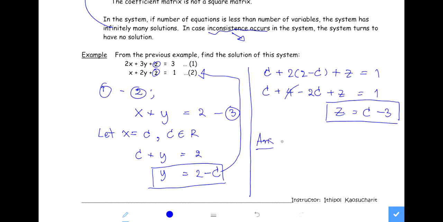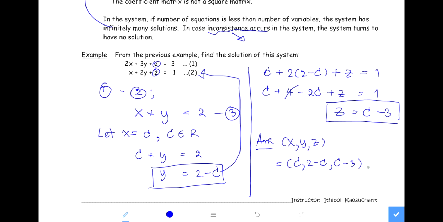So the system has the answer like this: x, y, and z. This one is called the ordered pair, right? But because we have three variables, we're going to call it the ordered triple. Okay, so it looks like this: x is now equal to c cat, y is now equal to 2 minus c cat, right? And then z is equal to c cat minus 3, when your c cat is any real number.